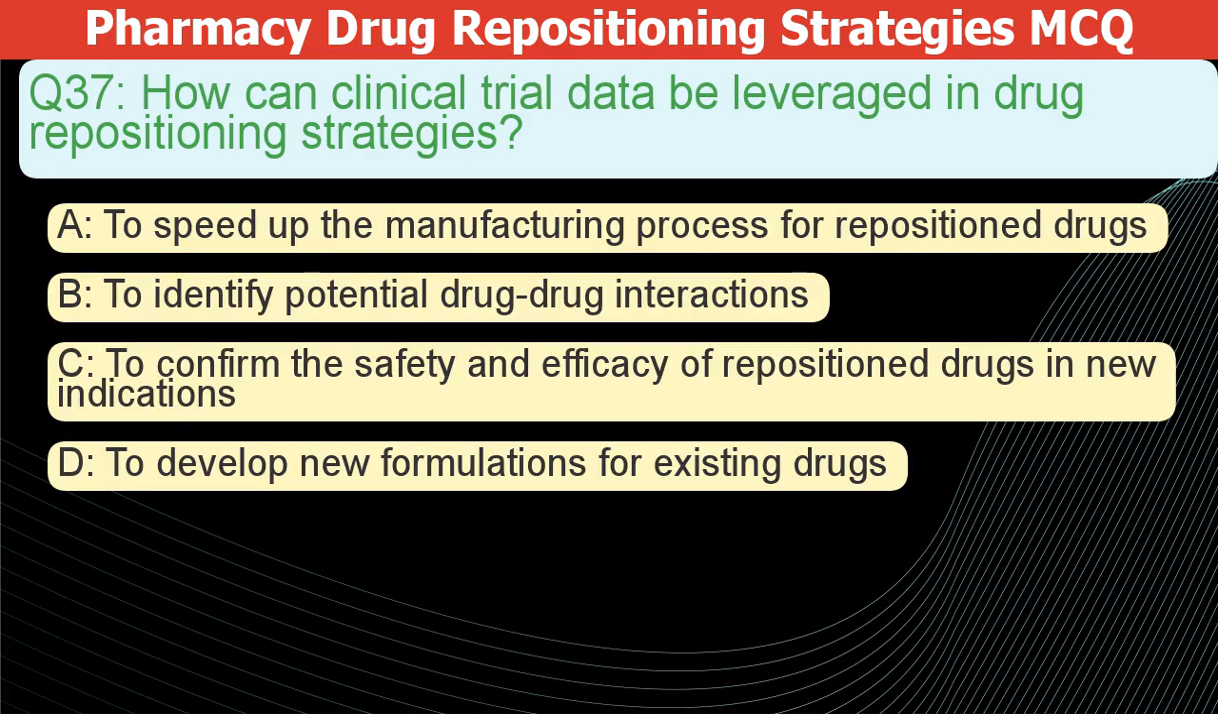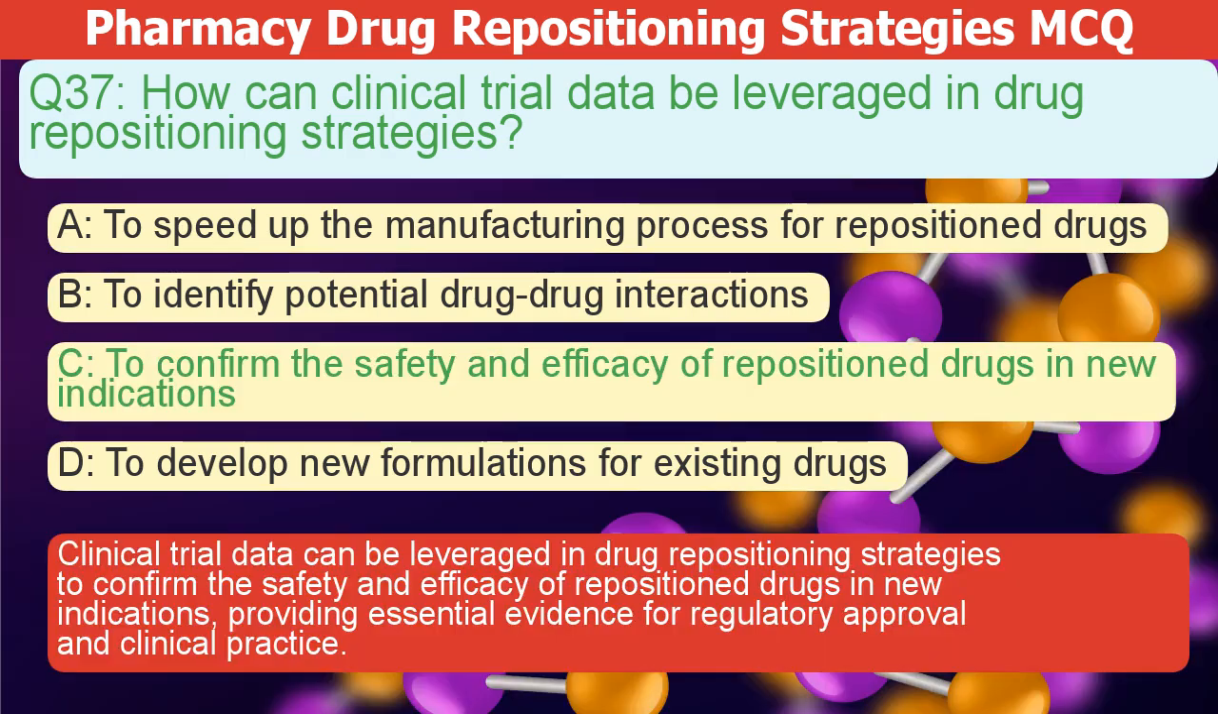How can clinical trial data be leveraged in drug repositioning strategies? A. To speed up the manufacturing process for repositioned drugs. B. To identify potential drug-drug interactions. C. To confirm the safety and efficacy of repositioned drugs in new indications. D. To develop new formulations for existing drugs. The correct answer is C.